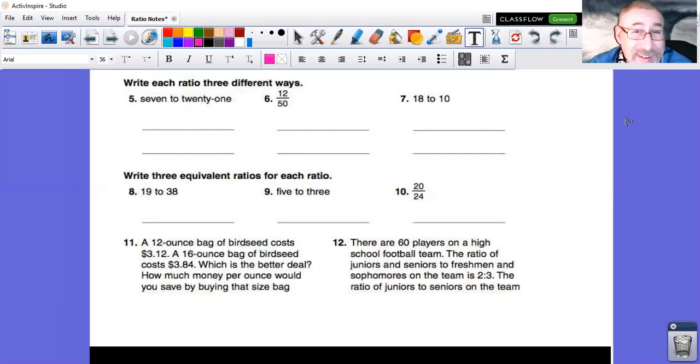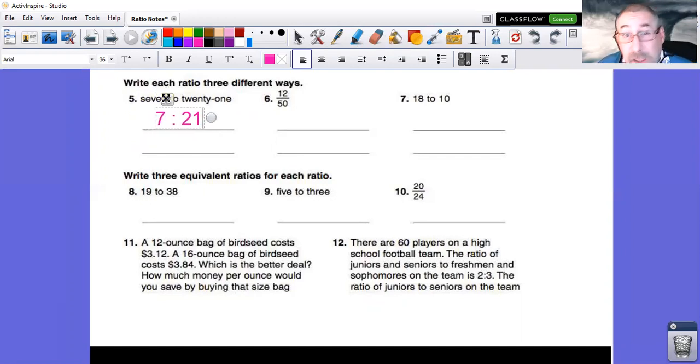We're not wanting to find different values or equivalent ratios. This is simply wanting you to write the ratios in 3 different ways. So we have 7 to 21. If you look at these examples, you can see what they're wanting. So if we write this, we can say 7 colon 21. That's one way we can write that.